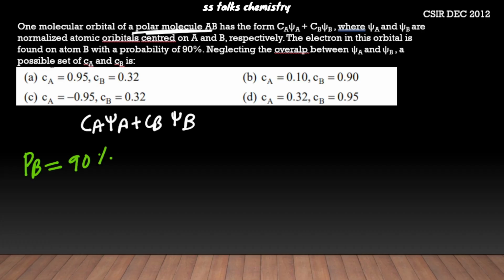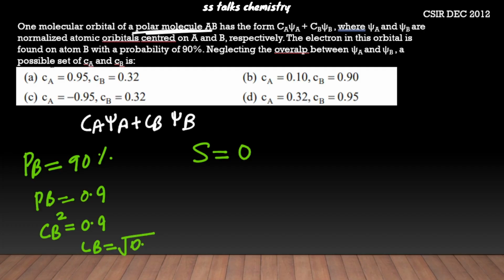Next, neglecting the overlap. That means the S value is taken to be 0 between psi A and psi B, the possible set of Ca and Cb. So probability of B is 90%, which is 0.9. This probability of B is nothing but Cb square, which is equal to 0.9. From this Cb value, if you find it out, it is the root of this, which comes out to be 0.95.